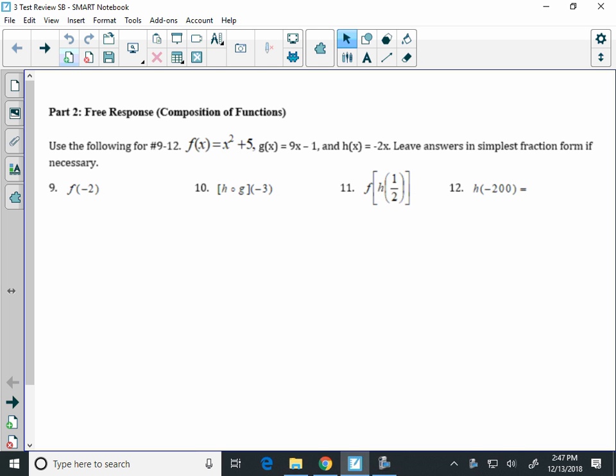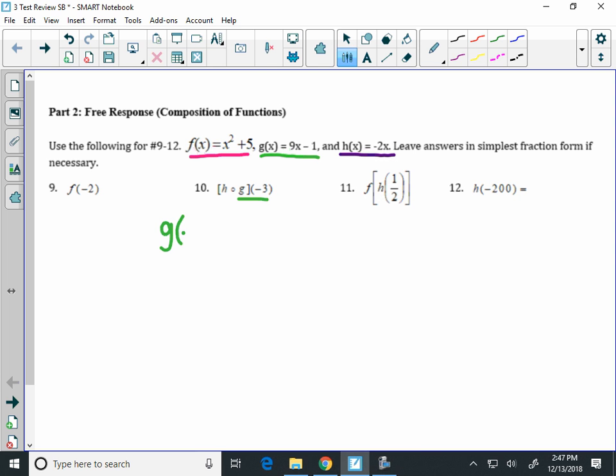Number 10 says use the following functions f of x, g of x, and h of x to evaluate the function questions below. Now number 10 says to find the value of h of g of -3. This is a composition of function problem. In this problem, remember you always start with the function that is on the right. Here that means you need to evaluate the function g at the value of -3 for x.